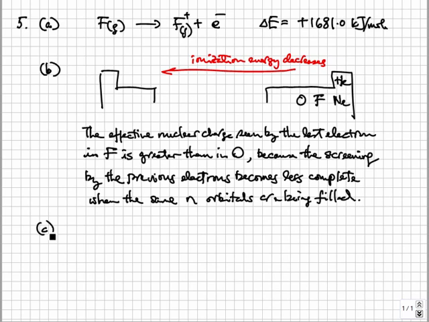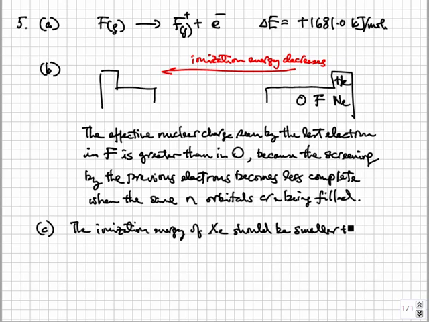C. Xenon is a noble gas farther down the periodic table. It should have a smaller ionization energy than F. The electron to be removed when xenon is ionized comes from an n equals 5 orbital, but in F it comes from an n equals 2 orbital. The 5p electron in xenon is farther away from the nucleus than the 2p electron in F, and it should be held much less tightly.